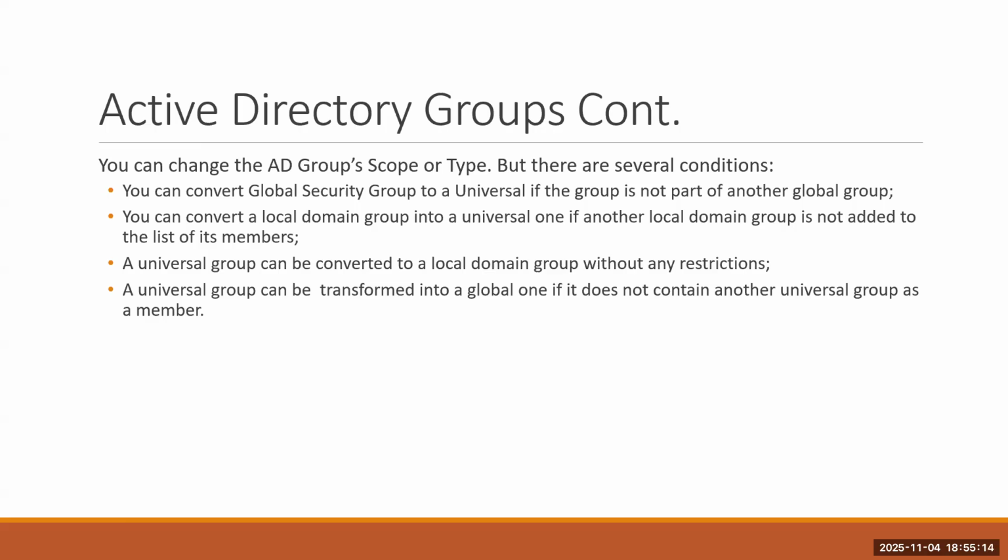A universal group can be converted to a local domain group without any restrictions, so you can go backwards with that, which is pretty interesting. A universal group can be transformed into a global one if it does not contain another universal group as a member. It's pretty straightforward. Don't need to worry about that.